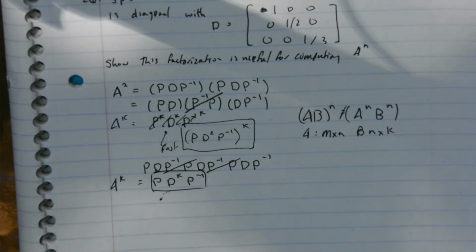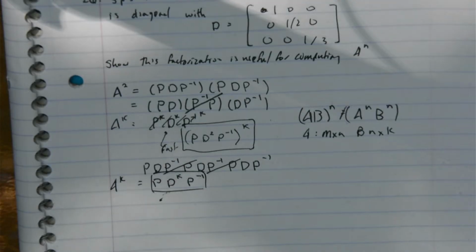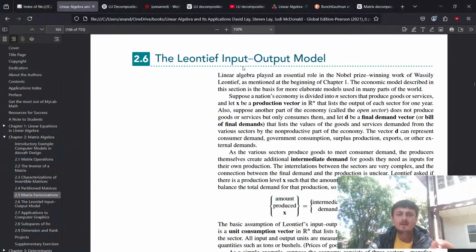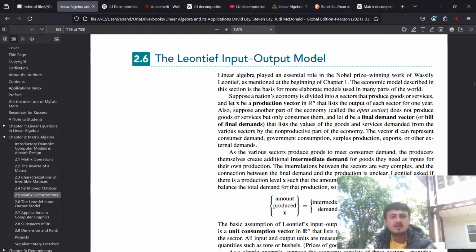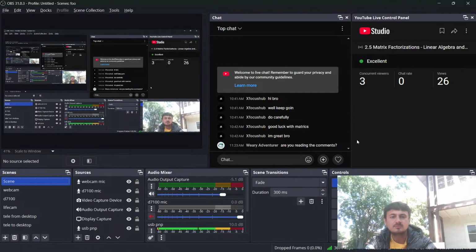We could just move on to 2.6, but I'm going to make it another stream, but I think we're going to end this one. So this one was good. I actually kind of like these factorizations. They're pretty fun. Okay, peace.